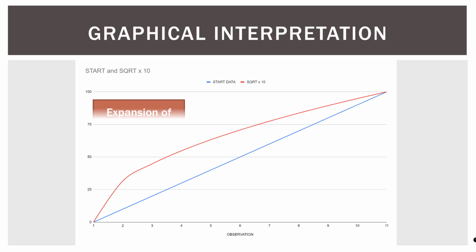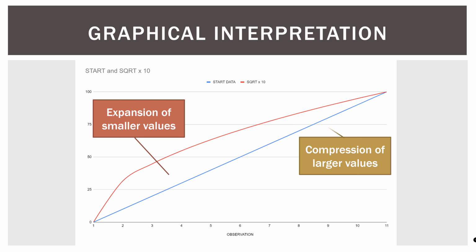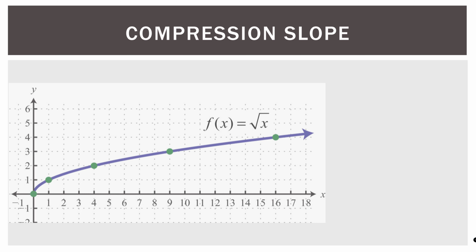So what do you see here? Well, we have the expansion of smaller values in this region, and then the compression of the larger values up in this region here. This is another way to graphically represent what's actually being done numerically to those values when we do the square root transformation: expansion on the low end, compression on the high end. Now, compression slope. If we were to graph just the square root of x, remember it looks like this. It starts at the origin and then increases pretty rapidly, but then it levels off as the numbers get higher.